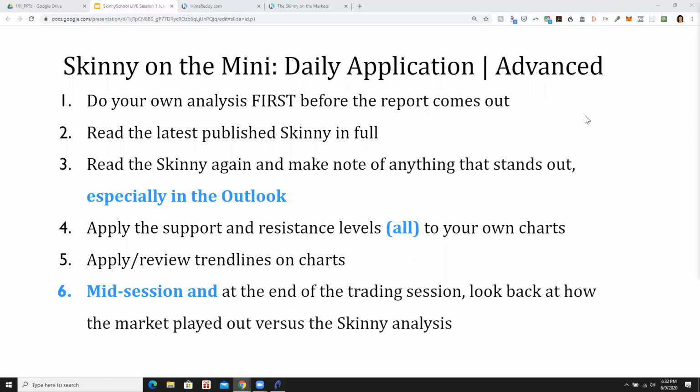Type a Y for me if you guys, my advanced traders, or those of you who aim to be advanced, that should be everyone, understand what I'm recommending here. Fantastic.